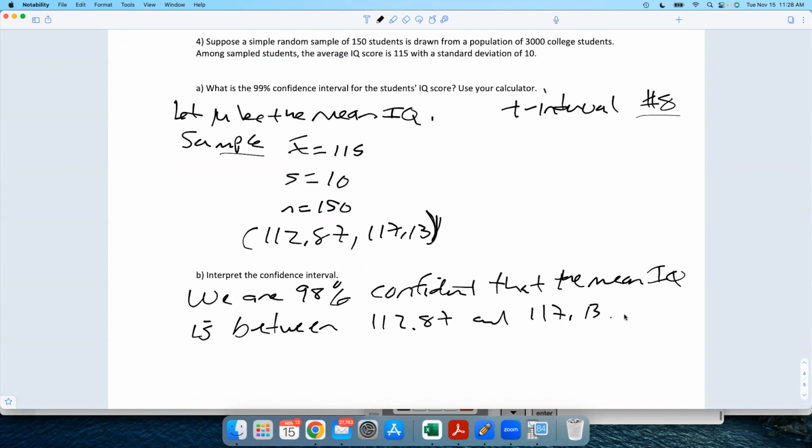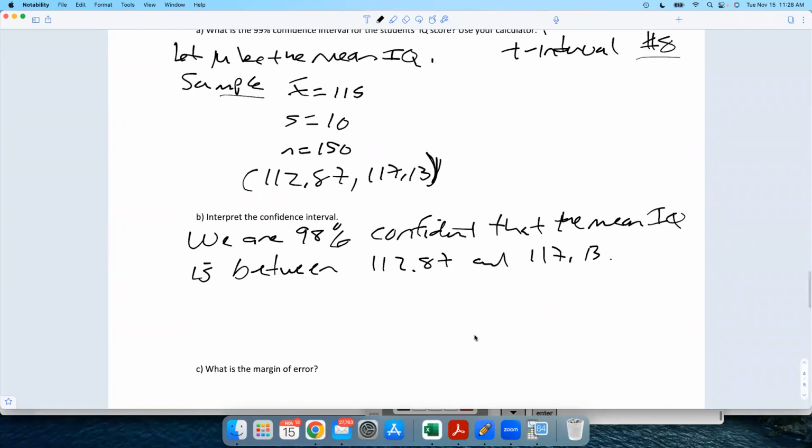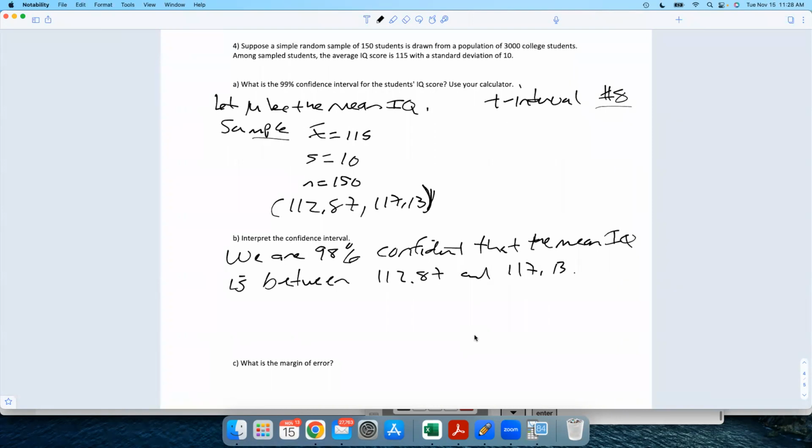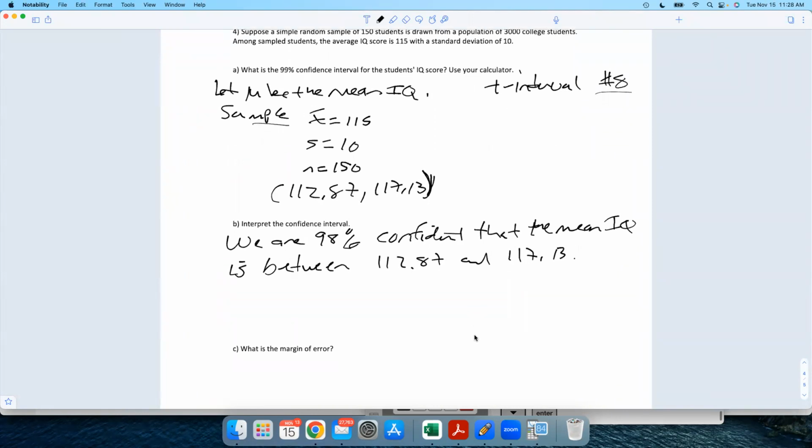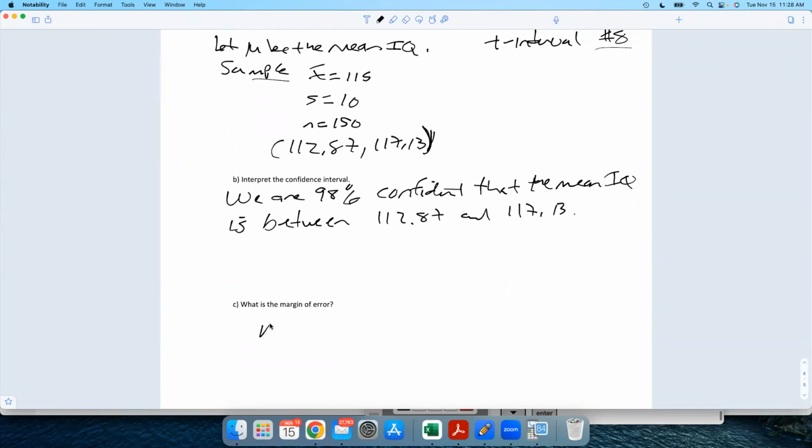And if we had units here, we'd have to make sure we put units. For IQ, I could write IQ points, but we don't have units like dollars or inches. Okay, margin of error. The shortcut for margin of error: we could go through a whole bunch of math and find it, or we could just use margin of error is always high minus low, all over 2.